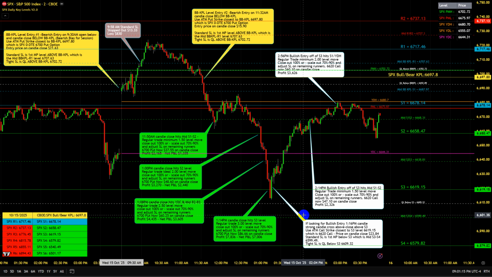Okay, for those looking for a bullish entry, we have this big breakup candle here above S3. This is coming after a pretty solid move down. So here, if you wanted to take a bullish entry on this 1:16 p.m. candle, then the level that you're taking the trade off of is the S3 level, 66.19.